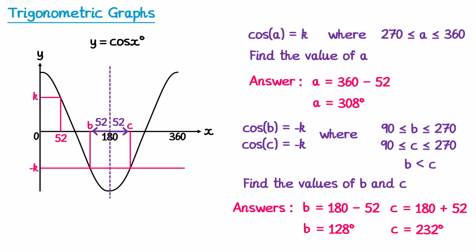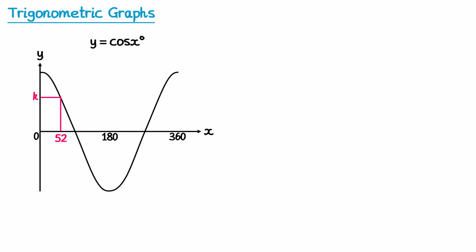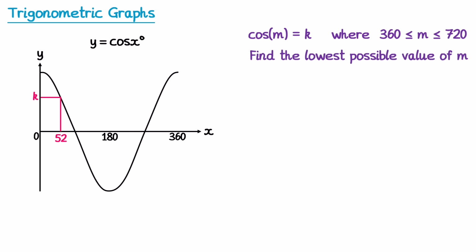Now we're going to look at an extension to this question. What if instead we were told that cos of m equals k, and m is between 360 and 720, and we've been asked to find the lowest possible value of m? Well, this time m is between 360 and 720, and we can't see that on our graph. But we do know that cos is a periodic graph and repeats itself every 360. So we could draw in a second cycle of cos, and it would look something like this.